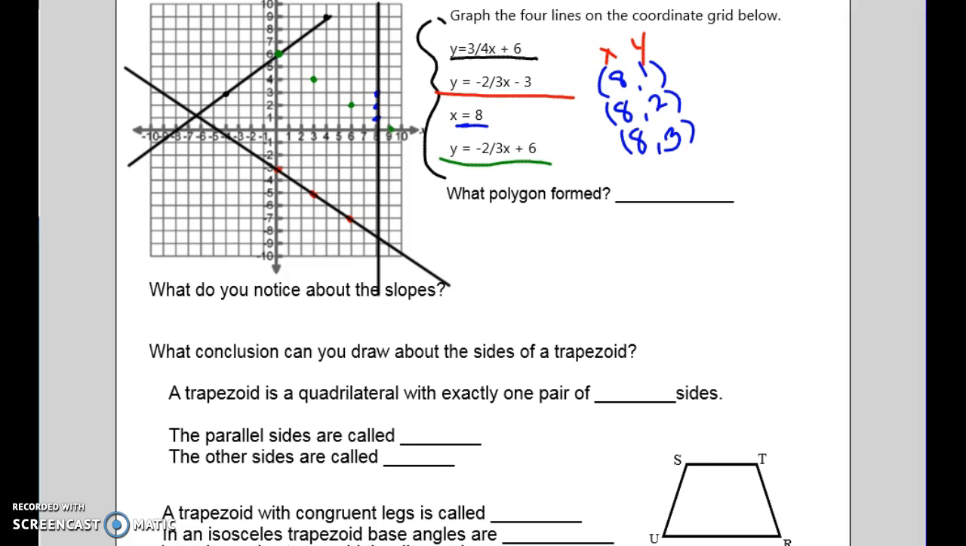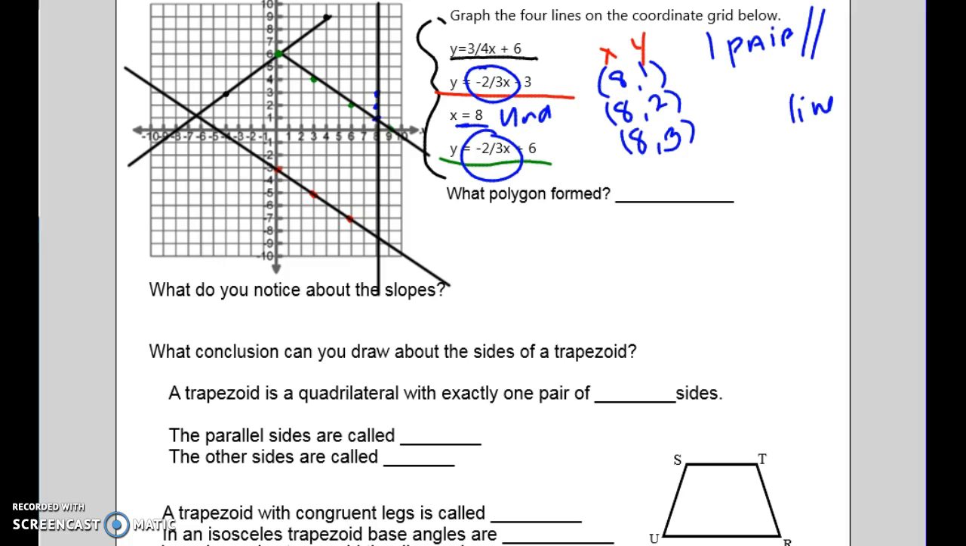Okay. So my question is, what shape do I have? How do you know that? Trapezoids. So does a parallelogram. How do you know that they're parallel? Because they have the same slope. Which two have the same slope? Good. I have one pair. Well, what's the slope of this one? 3 over 4. What's the slope of this one? It's undefined. Undefined. Very good.